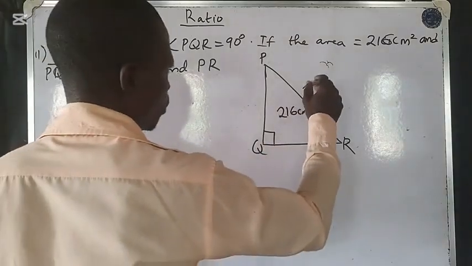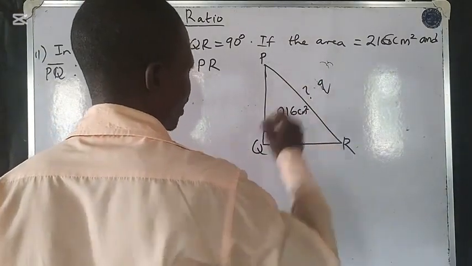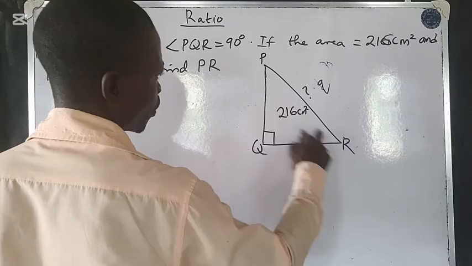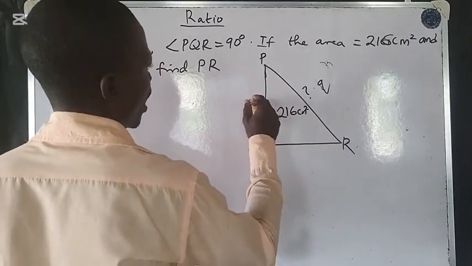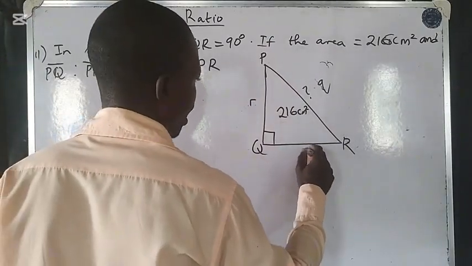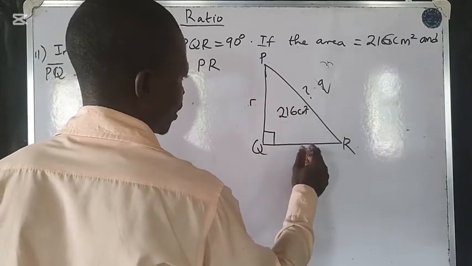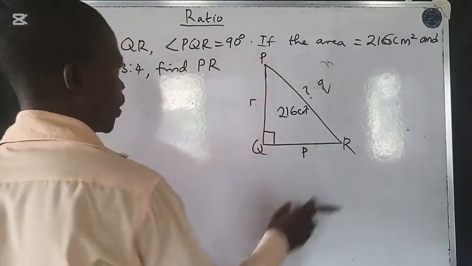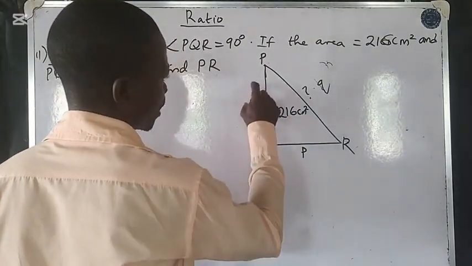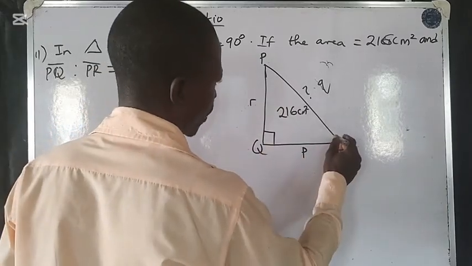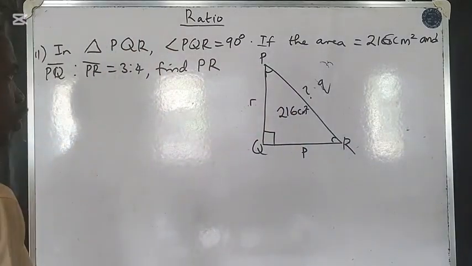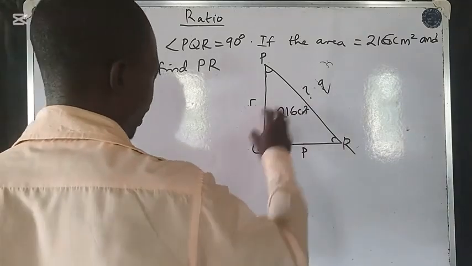Let's call this side Q because it is the opposite of angle Q. And let's call this side R, the opposite of angle R. Let's call this place P, the opposite of angle P. So at this point, let's work with our ratio before we talk about the area.